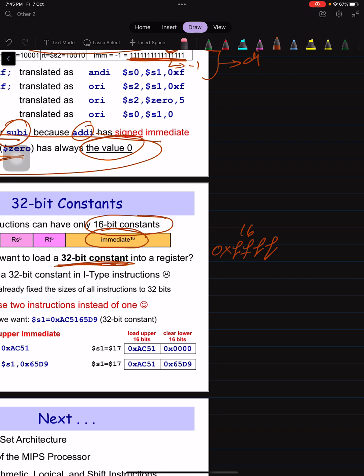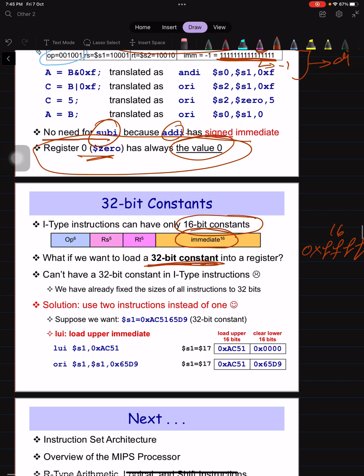Can we have more? We can have more. That's why we have the new type, which is the J type, which is a jump. We can't have a 32-bit constant in I type instructions, since we have already fixed the size of all instructions at 32 bits. So the solution is to use 2 instructions instead of one. Here is another solution: use 2 instructions.